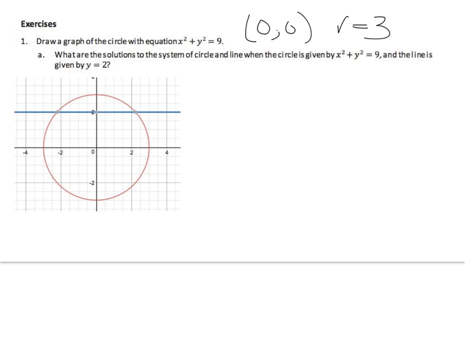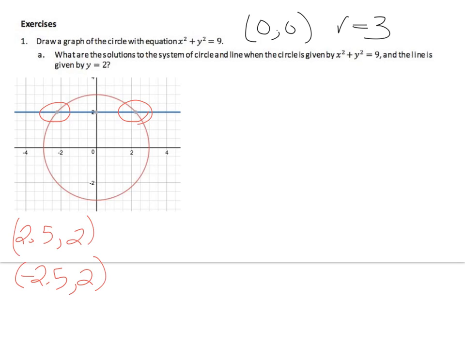What are the solutions to the system of circle and a line when the circle is given by x squared plus y squared equals 9 and the line is given by y equals 2? Let's see, the solution is right where they cross. And if you eyeball it, it looks like x is 2.5, y is 2, and then x would be -2.5, y is 2. So graphically, that's what it looks like our answer is going to be.